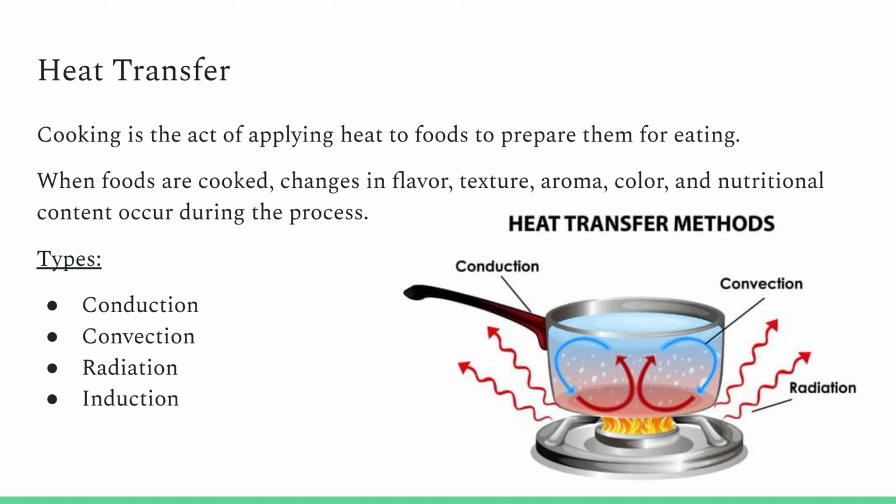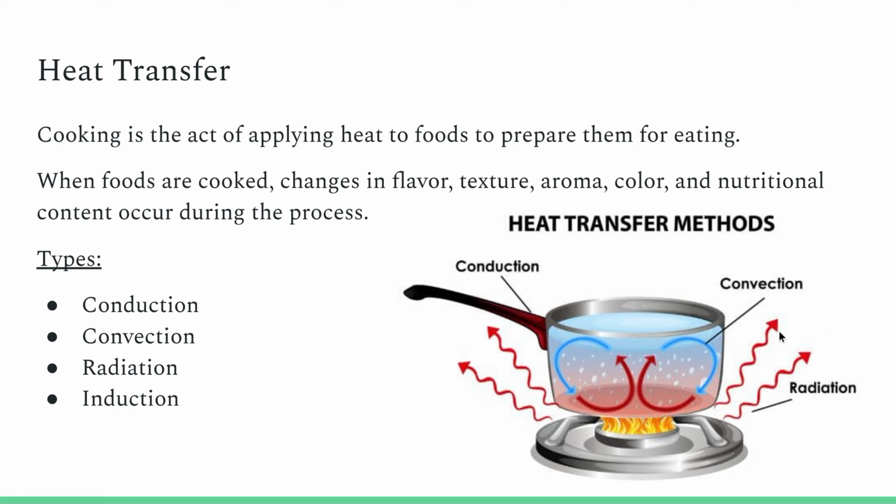There are 4 different types. The book labels it as 3, but I did include induction in there. So the first one we will cover is conduction, and then convection, radiation, and induction is in there as well. And as you can see, there are moments within the cooking process where all 3 of these occur at the same time. Induction is a special type, but these top 3 occur together.